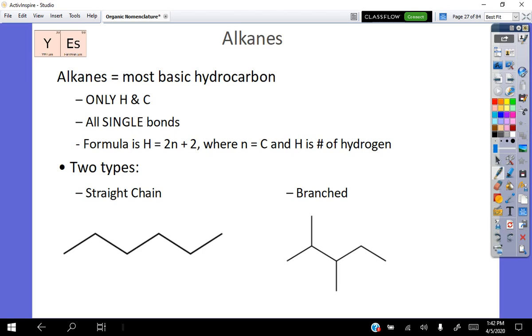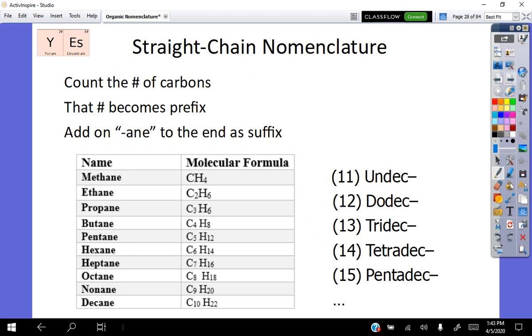There are 2 types of alkanes. We have a straight chain, where when we look at the bond line notation, it forms this zigzag pattern. And we also have a branched alkane, where we've got a center or a parent that has the backbone of our molecule, and we've got branches or substituents, things that are sticking off of our main chain. So we're going to talk about how to name each of these.